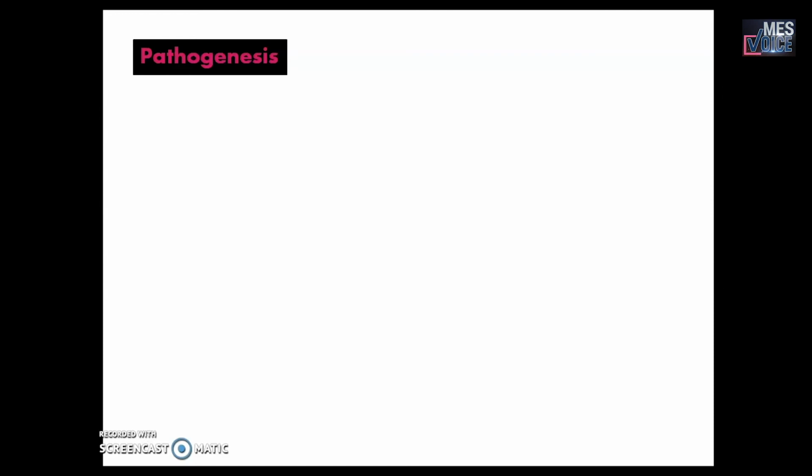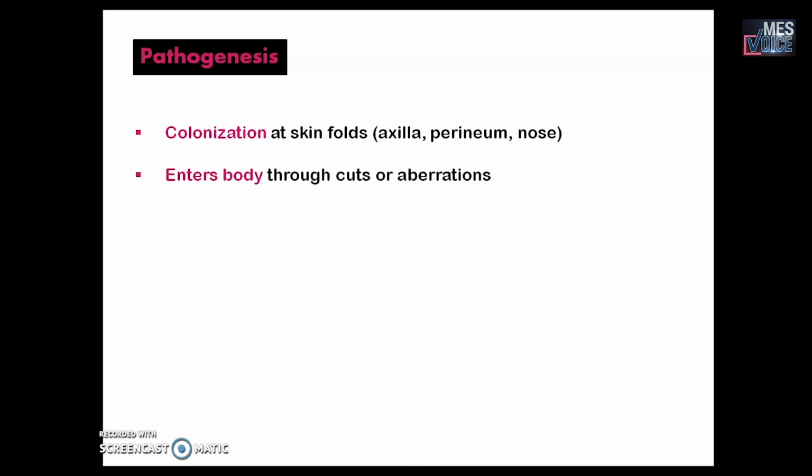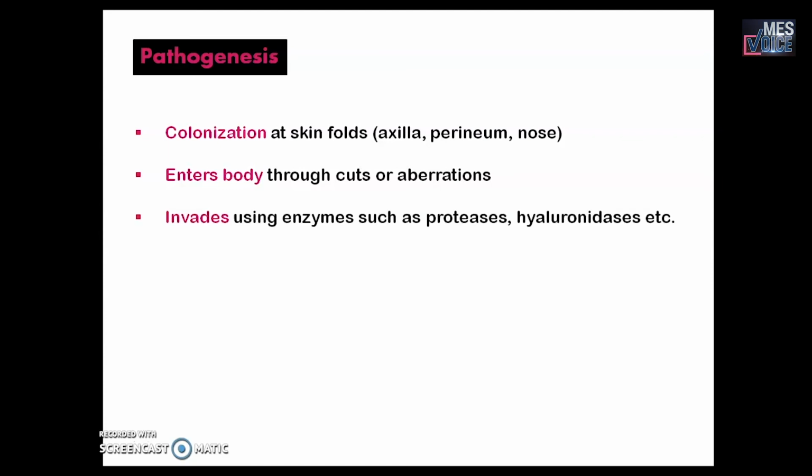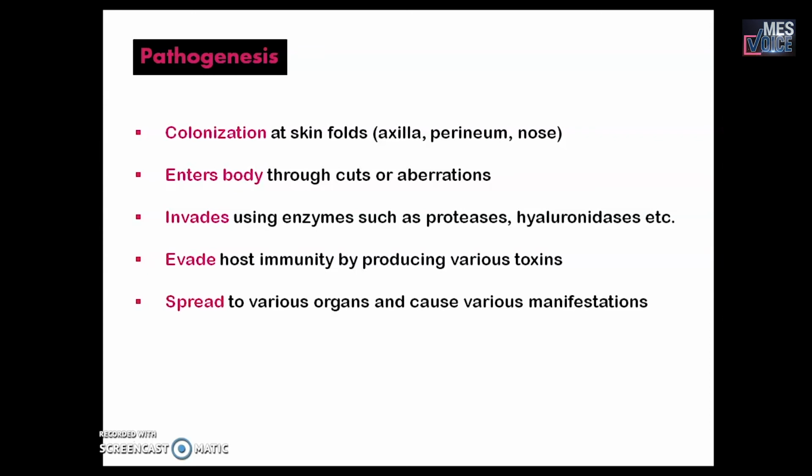Coming to the pathogenesis of Staphylococcus aureus, it starts with colonization at skin folds, usually at the axilla, perineum, and nose. Then it enters the body through cuts or abrasions, followed by invasion using enzymes such as proteases, hyaluronidases, etc. Then they evade the host immunity by producing various toxins. Finally, they spread to various organs and cause several clinical manifestations.